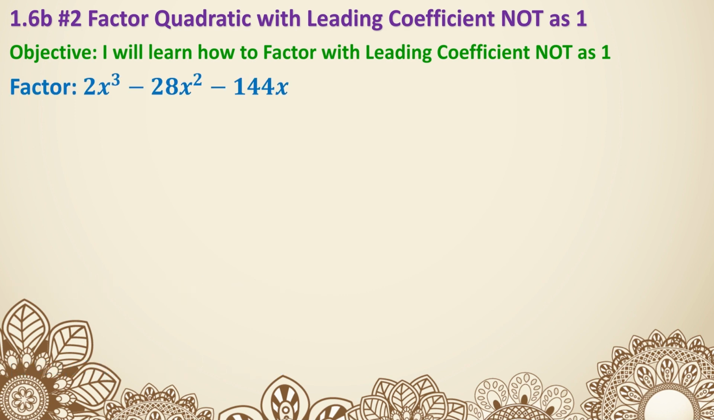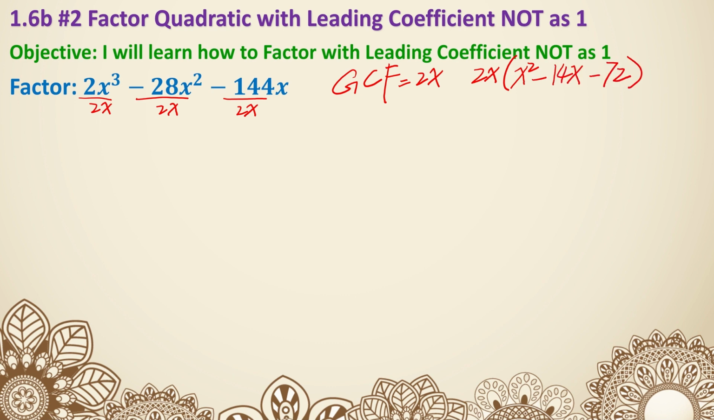Here's a factoring problem. First step, always, we need to make sure to check for GCF. In this case, we see every single term has at least an x, and 2, negative 28, and negative 144 can all be divided by 2. So the GCF would be 2x. After you take away the 2x, the whole thing is simplified. Again, that means you're dividing everything by 2x. We would have x squared minus 14x minus 72 left. So we're actually factoring x squared minus 14x minus 72.